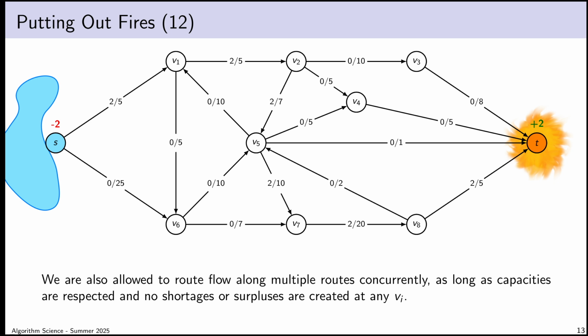Now I'm also allowed to route flow along multiple routes concurrently, so we'll keep in that routing I already had, so that 2 units going to V1 via V7 to T, but I'm not required to use only one path at a time. I can try and saturate all of the links of the network to the extent that that's allowed by the capacities given by each link. So I could keep the routing I already have and add more.